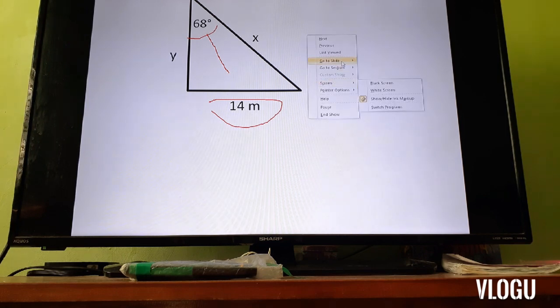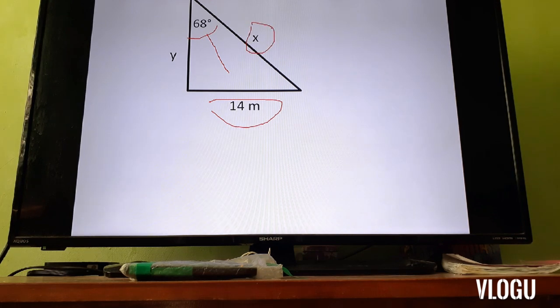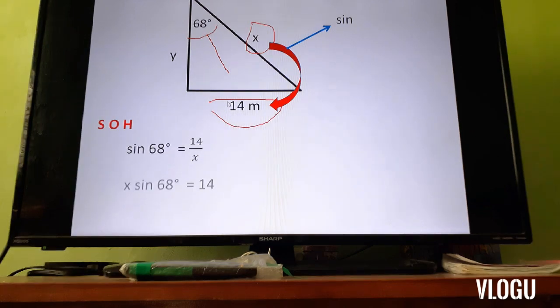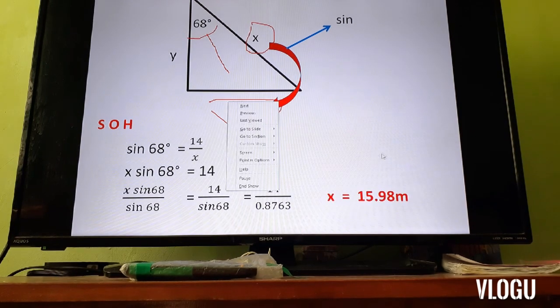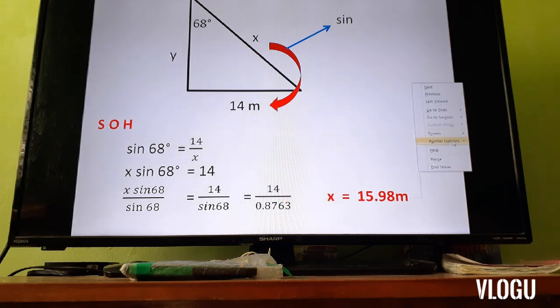And immediately, as I have said earlier, if we have this kind of problem, our possible function to be used is always SOH. So we have now sine is equals to opposite side over the hypotenuse, wherein our opposite side is equals to 14, our hypotenuse is equals to x. By substitution, we have now sine 68 degrees is equals to 14 over x. By cross product, x multiplied by sine 68 degrees equals 14.